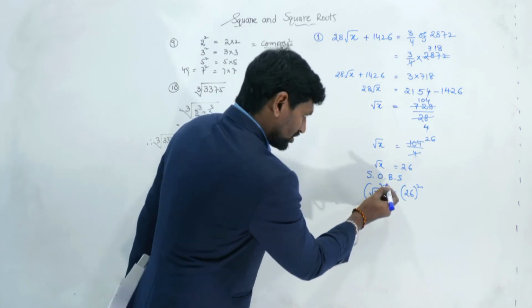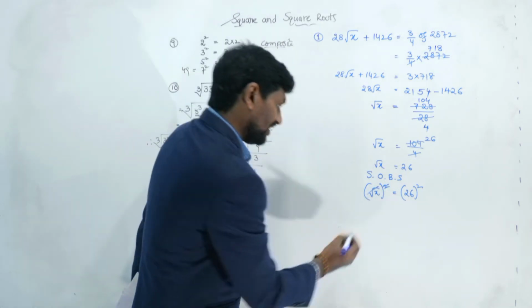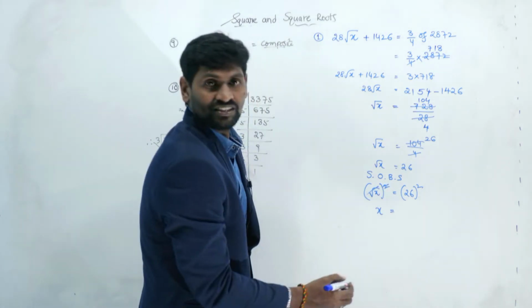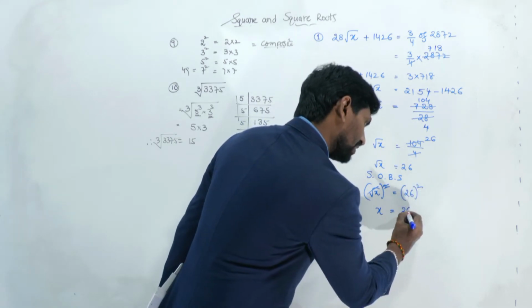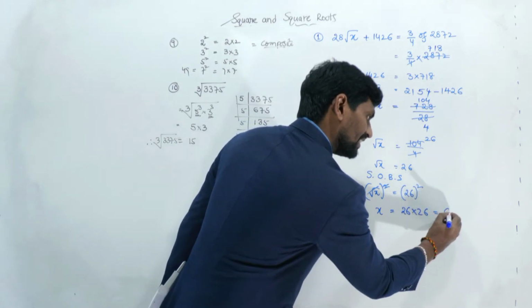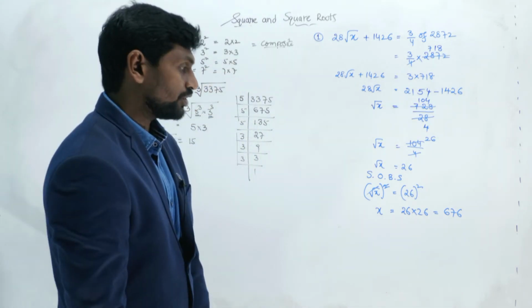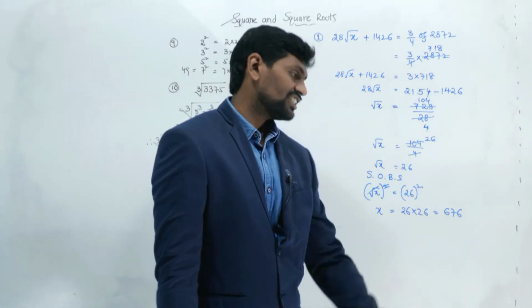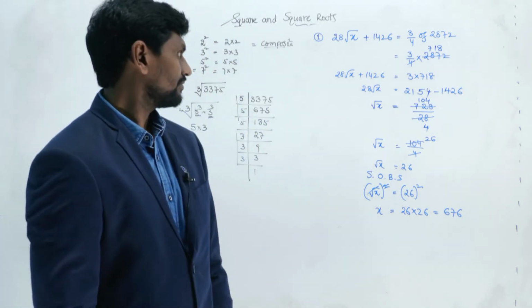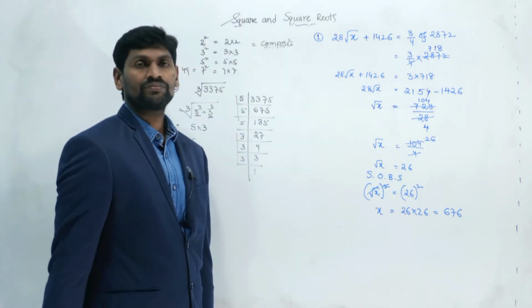Now here the square root cancels, x only remains. 26 square is nothing but 26 into 26, which is 676. Therefore the answer is 676. We found the value. Okay now?